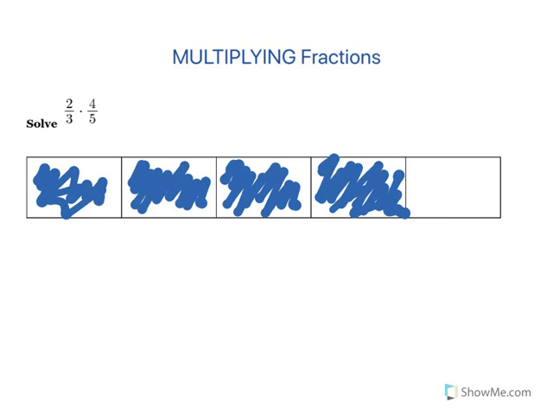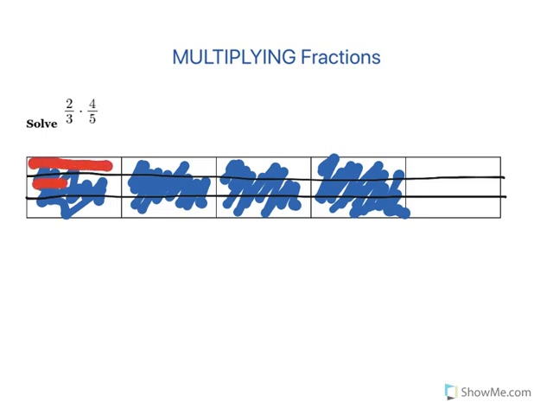So we could separate these fifths into 3 parts. 1, 2, and 3. And now I only want to think of 2 of those 3 parts for each of the shaded areas. And maybe to be more clear, let me show you visually. We only want this first section and this second section of that 4/5. And we're going to do that for each of the fifths that are shaded.